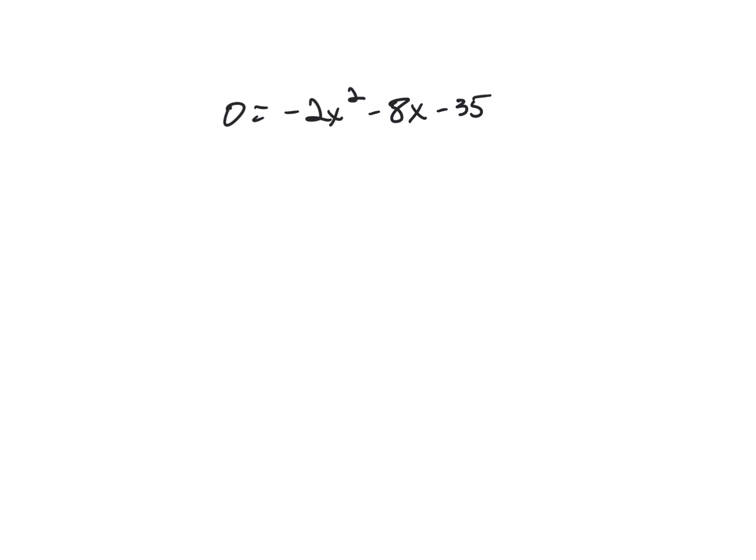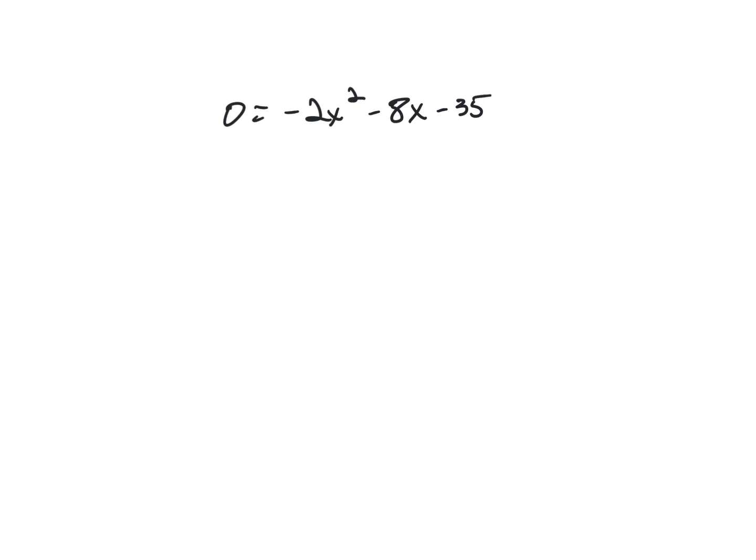Okay, so in this problem here, which was not actually on the review, but I wanted you to see one like this because it's kind of like one on the test. So we have 0 equals negative 2x squared minus 8x minus 35. We're going to use the quadratic formula. All right, and it might be easier on this one. It's not necessarily required, but it might be easier if you think about making this a positive 2x squared.